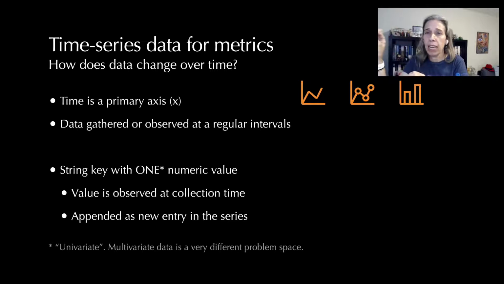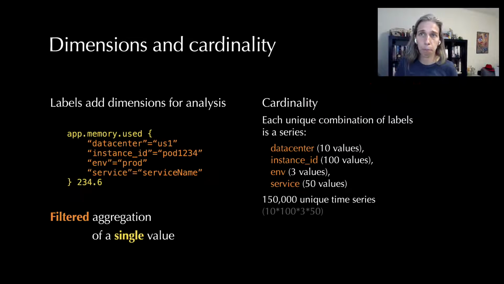You have a string key, one numeric value, and that value is observed at collection time and appended to the entry, as a new entry in the end of the series, and that's where our time series comes from. When we talk about dimensional data, when we're using dimensions, that allows us to take that single recorded value and view it and aggregate it in different ways. And so it allows us to get different insights out of the data that we collected.